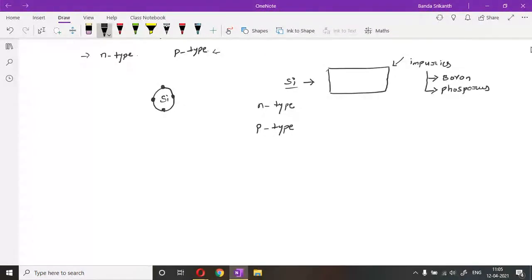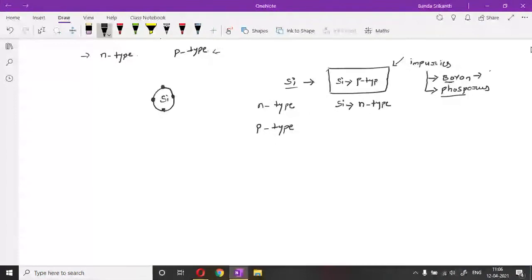So if you add boron atoms into the silicon material, then this silicon material will be converted into a P type material. If you add phosphorus atoms into the silicon material, then the silicon material will be converted into an N type material.